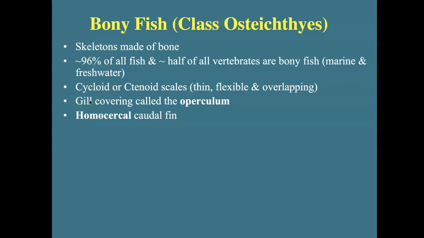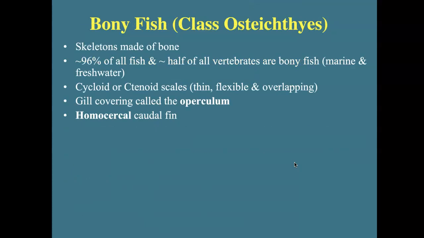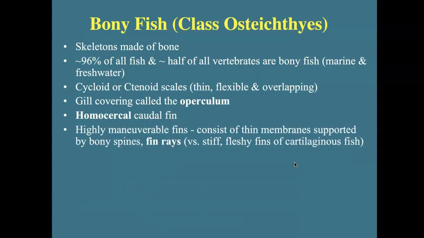These guys are going to have a homocercal caudal fin. Let me just go to a picture of a fish here. Remember, a homocercal caudal fin just means that the upper lobe and the lower lobe are equal in size. This is different than your cartilaginous fish, which had the heterocercal caudal fin. These guys are going to have highly maneuverable fins, because their fins are not stiff like the cartilaginous fins are. They're also retractable, so they can pull these fins up and down.